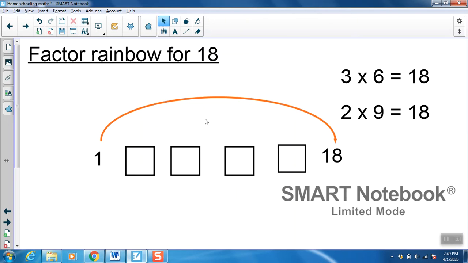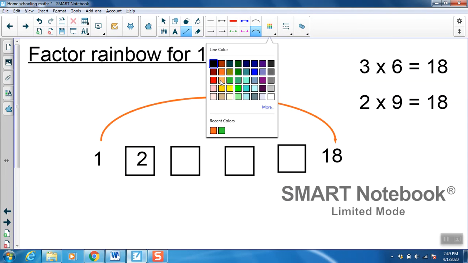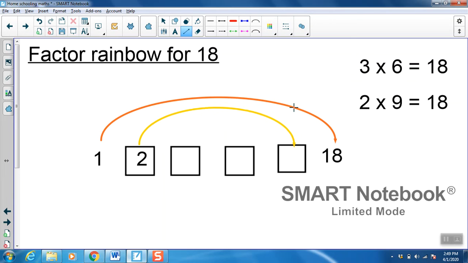Right, so to finish this factor rainbow, I'm going to put these in the right places. Now I want them to be in order, which is why I put them over here to start with. So first I'll do 1, and I'm going to put the 2 in this one. So 2 goes here. And I want my rainbow to match up, so I'm going to make sure that my lines are going to the right places. So I'll just have a nice yellow line coming from here, and it's going to go all the way over there to the corresponding opposite side.